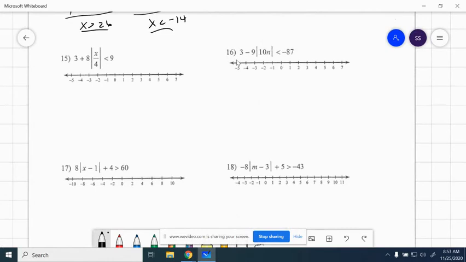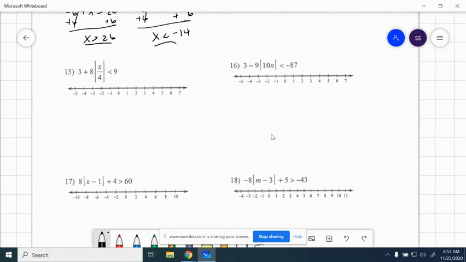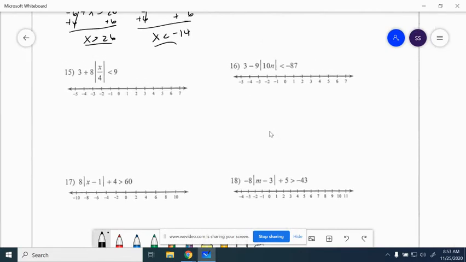Okay, let's do number 15. Really important here, we cannot add these two together. We need to get rid of the 3, because if there's no symbol in between, this is really 8 times the absolute value of X divided by 4. So we cannot add those together. So the first thing I'm going to do is subtract 3. Do it to one side, I got to do it to the other. And I get, I'm just going to write this out here as 6.